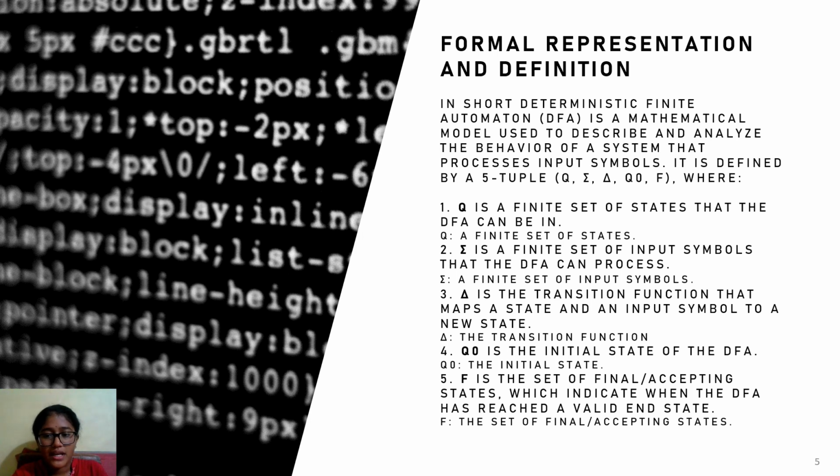Q represents the finite set of states that a DFA can have, and sigma represents the finite set of inputs that is used to generate the required language, and delta is the transition function that maps the input symbol and the current state to the next state. And then we have Q naught, which represents the initial state of a DFA, and F is the set of final or accepting states, which indicates when the DFA has reached a valid state.